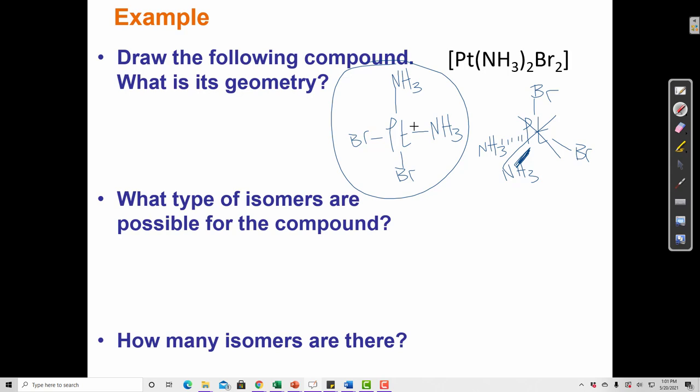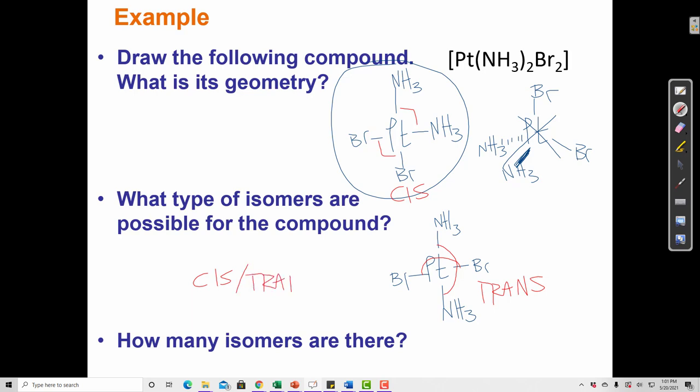Can I flip this in such a way, take 2 groups and swap them, and make a different compound? Well, yes I can. If I swap a bromine and an NH3, then I make a compound like this. And the difference is in here, 90 degrees and 90 degrees between similar groups. And here, my similar groups are 180 degrees apart and 180 degrees apart. So we would call this compound cis, and we would call this compound trans. So the types of possible isomers here are cis-trans.